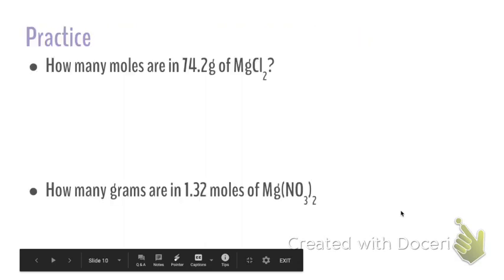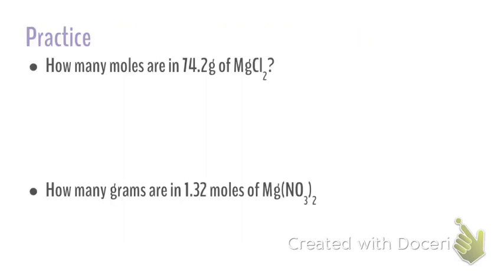How many moles are in 74.2 grams of MgCl2? First, can you name that molecule? Magnesium chloride, good. Okay, I'm just going to walk us through how to do this. Is that a 74 or a 14? I think it's a 74, actually. Yeah, okay, I said it wrong the first time.